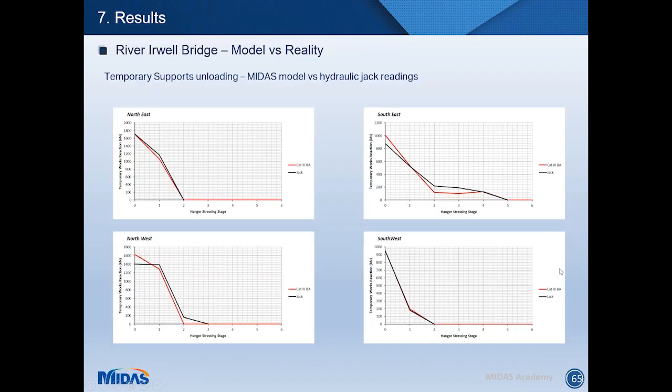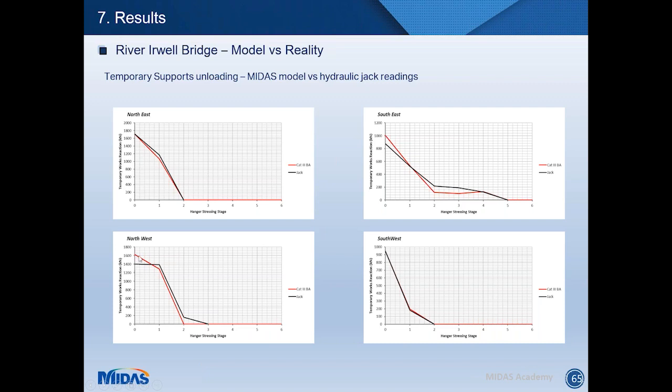Okay, moving on to the results obtained from this MIDAS model, checked against the hydraulic jack readings on site. These are the hydraulic jack readings on the temporary towers. You can see that the model predicted pretty well the unloading behavior of the temporary towers. And we can see that for the northeast and the southwest, we're basically spot on. There was something not quite being captured correctly here.